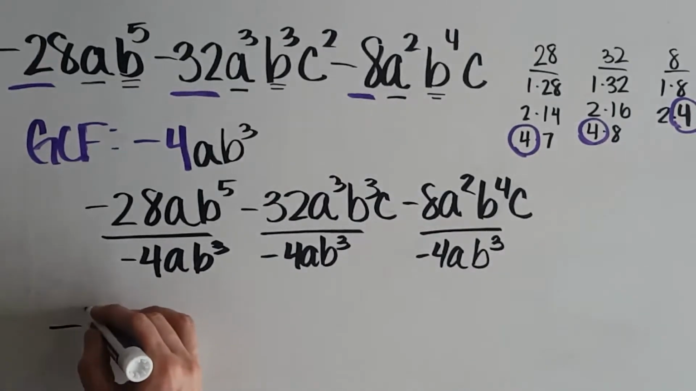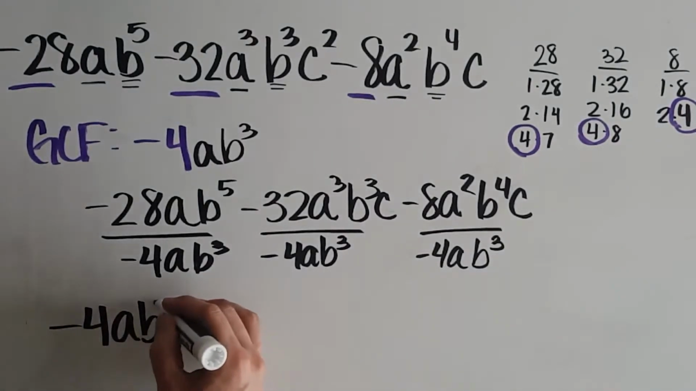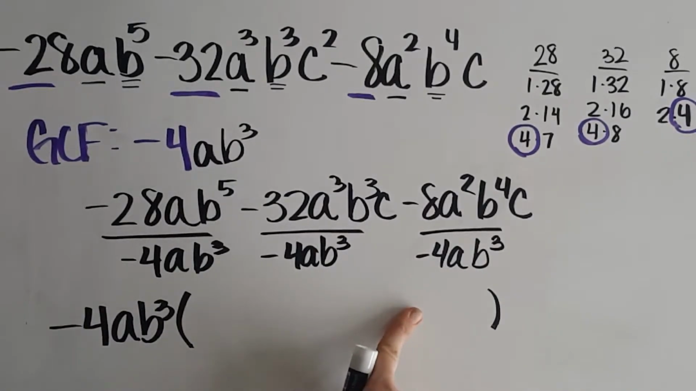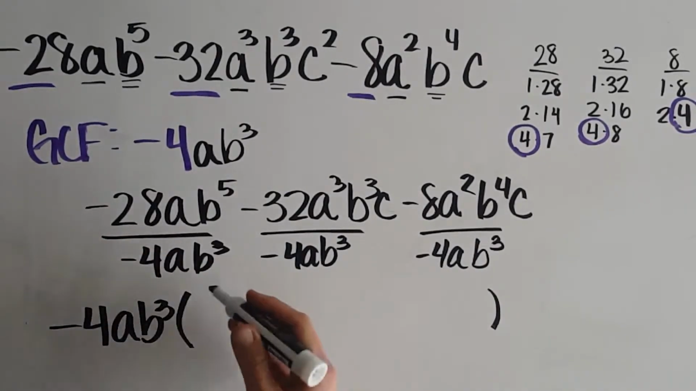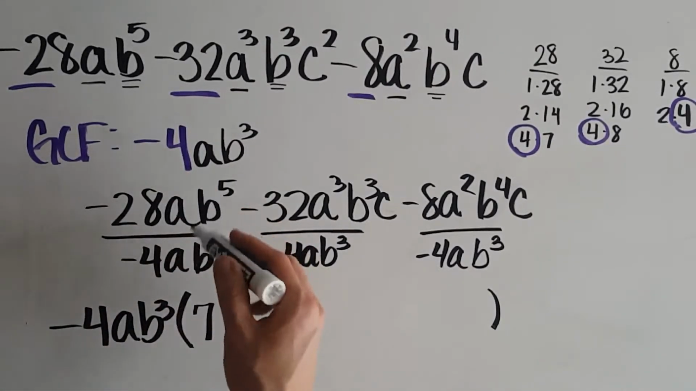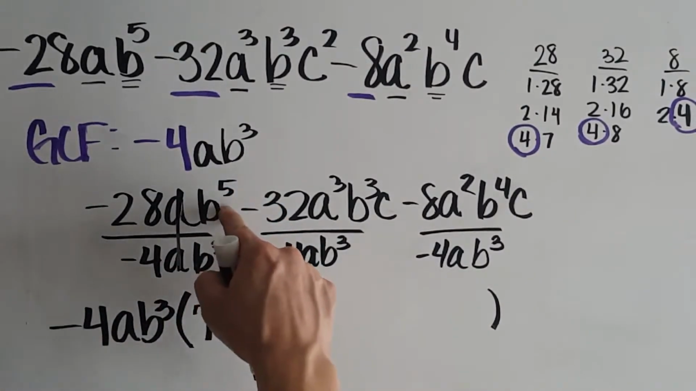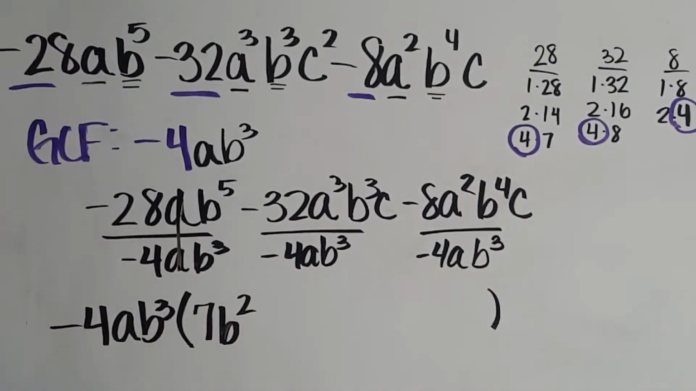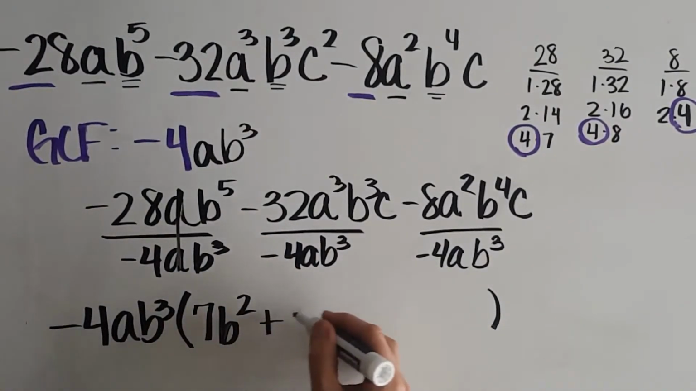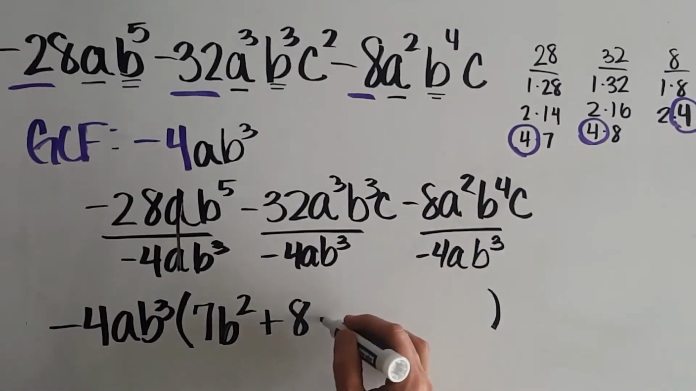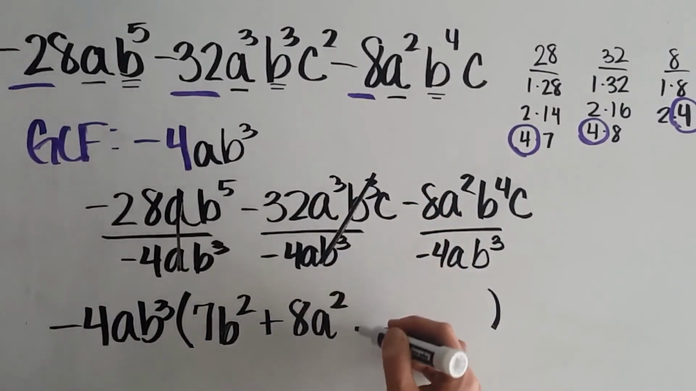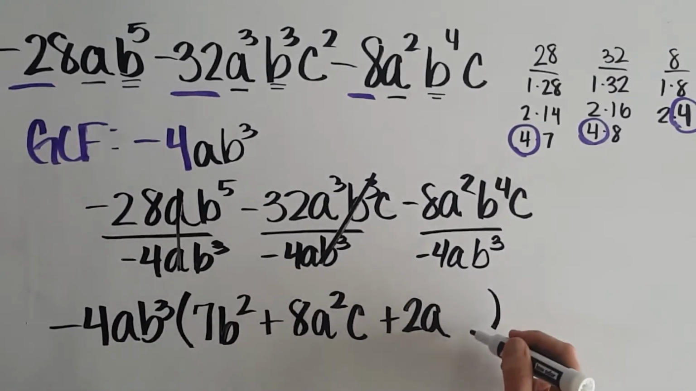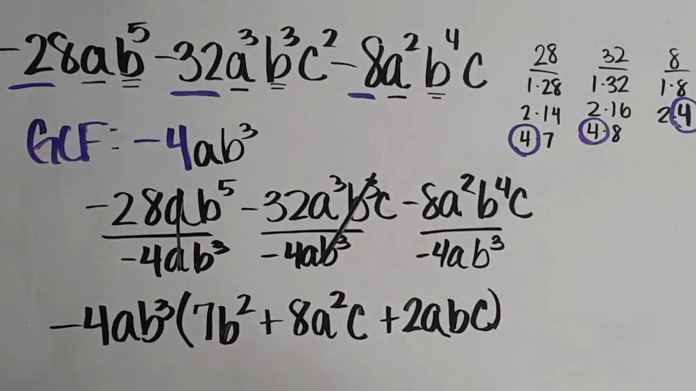So our answer, we always start with the GCF, and then what we get when we divide, or when we think about it as undistributing. So negative 28 divided by negative 4 is 7. A divided by a is 1, so those are gone. B to the fifth divided by b to the third would be b squared, using our quotient property. Negative 32 divided by negative 4 is a positive 8. A squared c, plus 2ab and c.